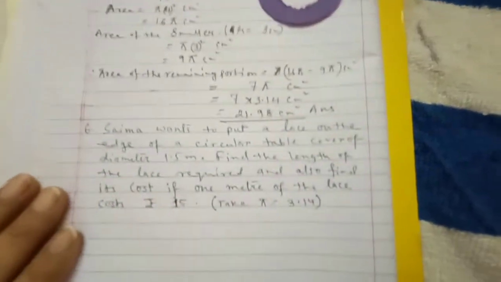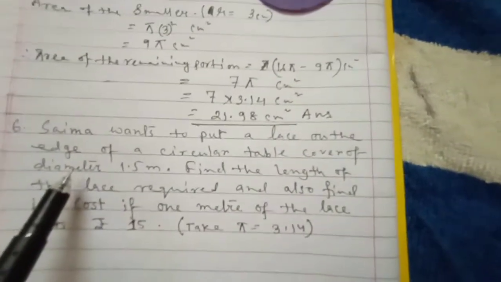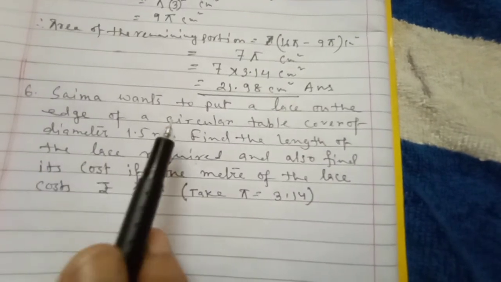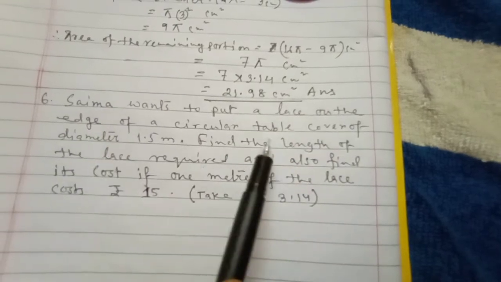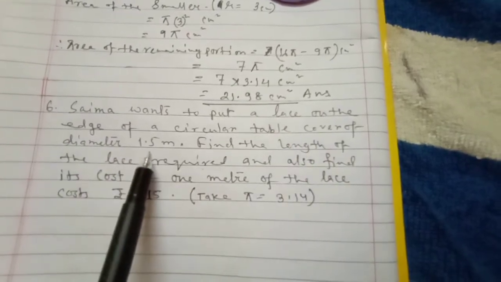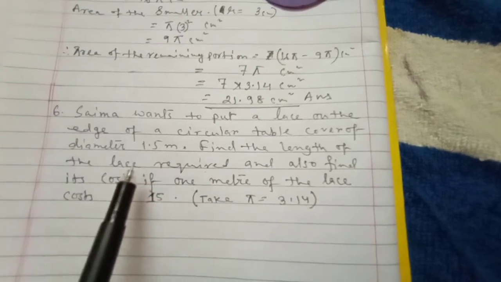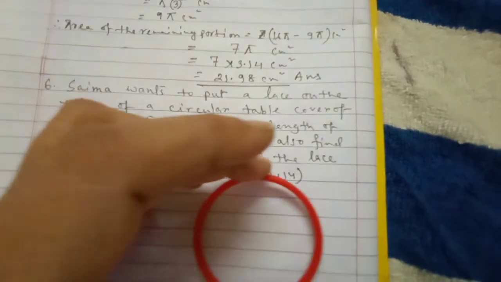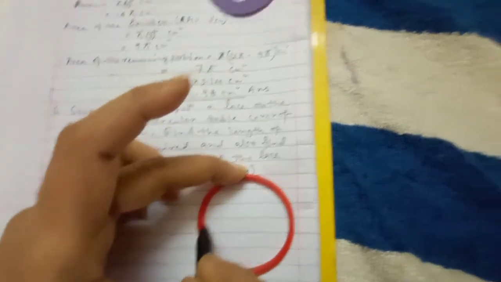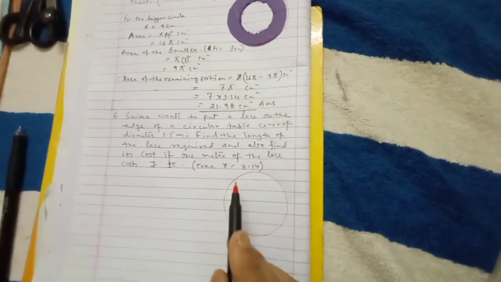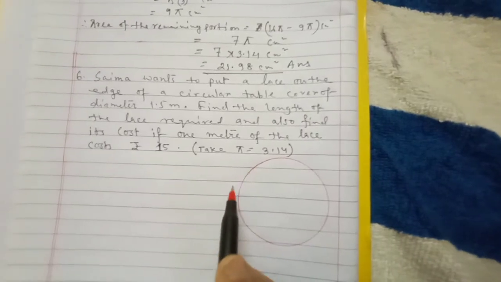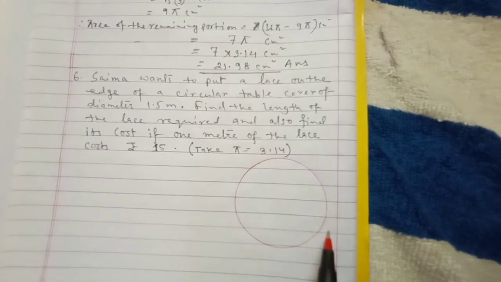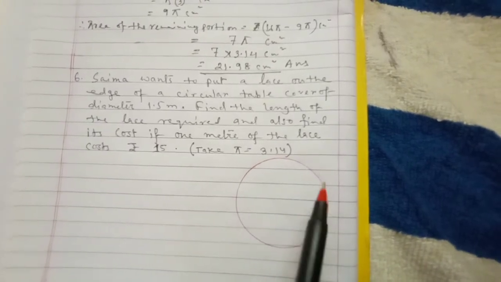Come to the next sum. Question number 6. Shaima wants to put a lace on the edge of a circular table cover of diameter 1.5 meter. The circular table cover's diameter is given as 1.5 meter. She wants to put lace on the edge of the circular tablecloth, which means she needs to find the perimeter or the circumference of the circle.